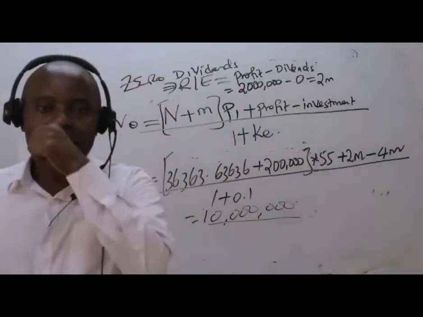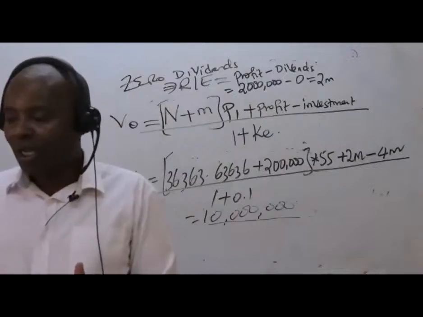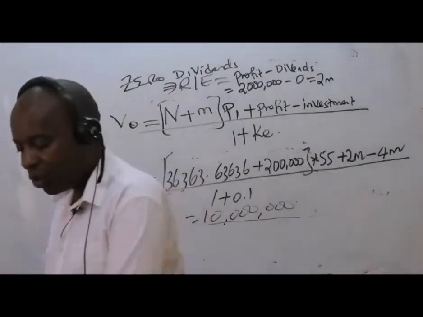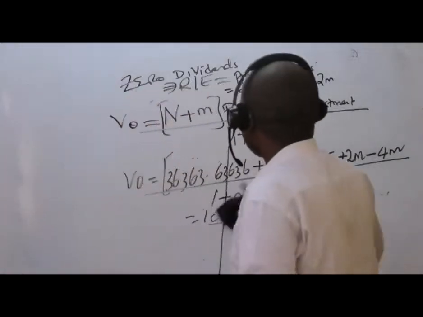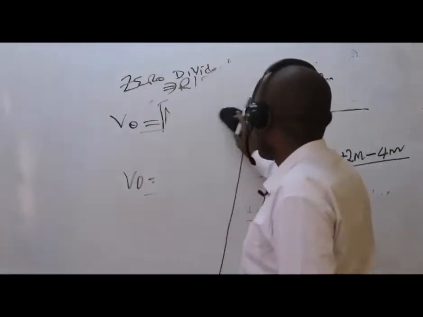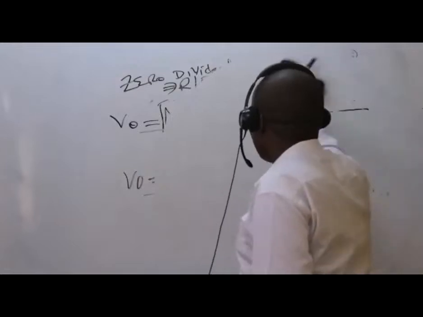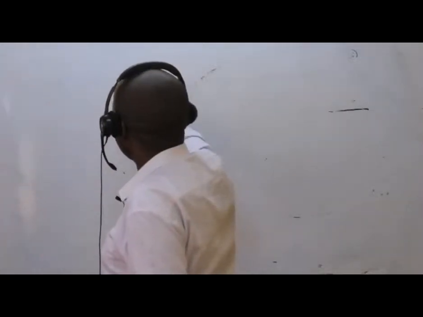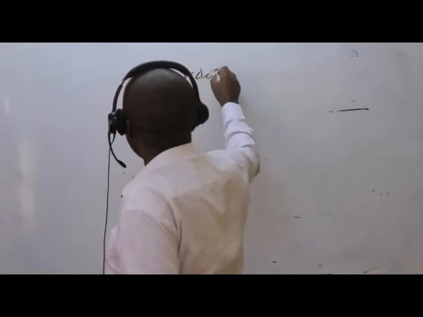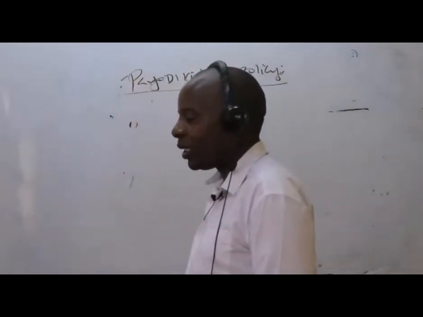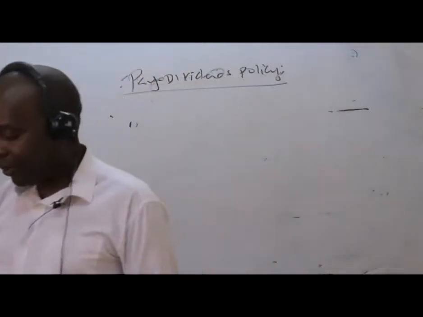The other side of the coin, what if we decide to pay dividends? So number 2, pay dividends policy. Then what will be the value of the firm? I'm giving you a minute. You try that.